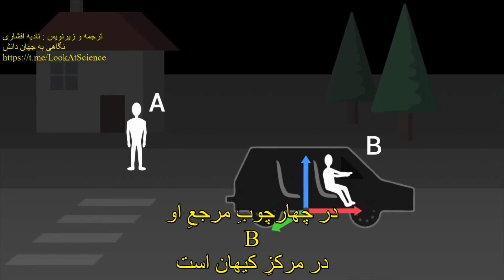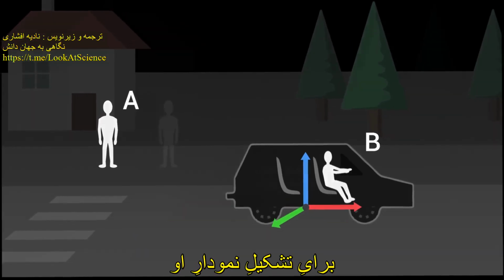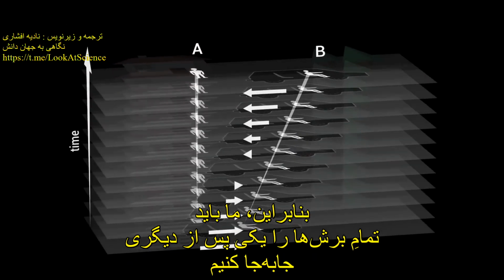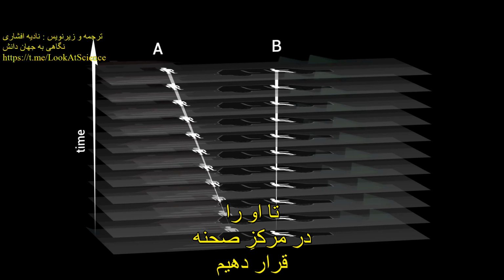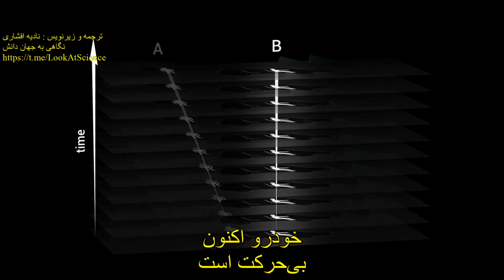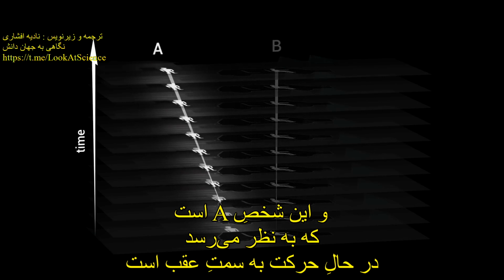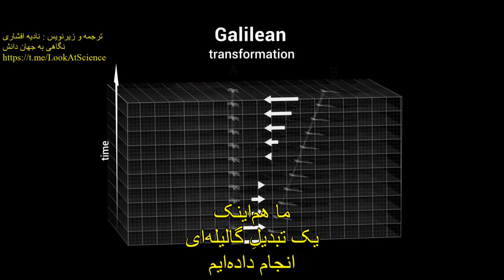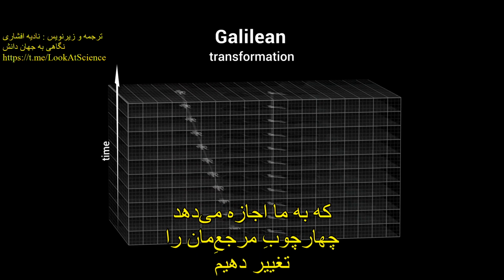In his reference frame, B is at the center of the universe. To form his diagram, we must therefore shift all slices one after the other to replace him at the center of the scene. The car is now motionless, and it is person A who seems to be moving backwards. We have just performed a Galilean transformation. Shifting the slices of space allows us to change our frame of reference.